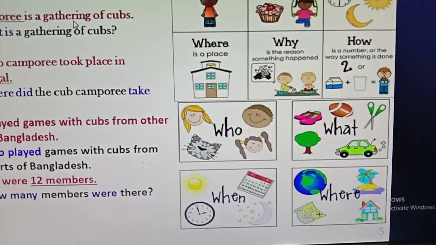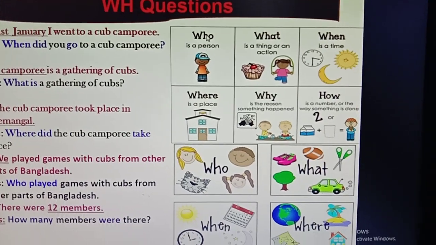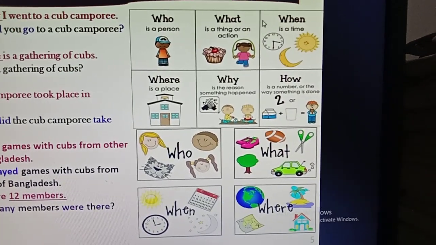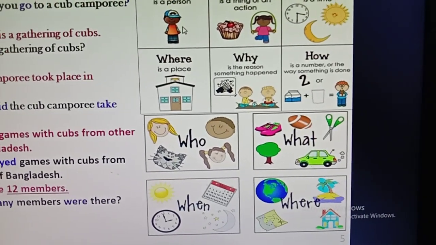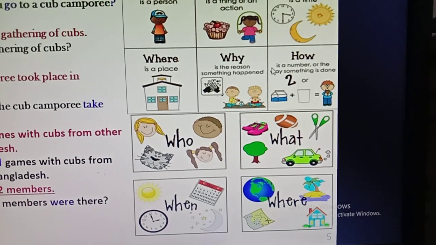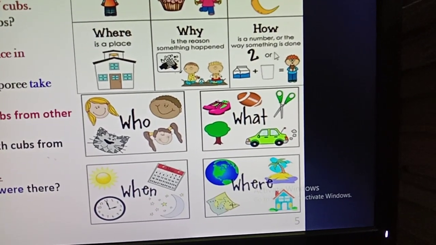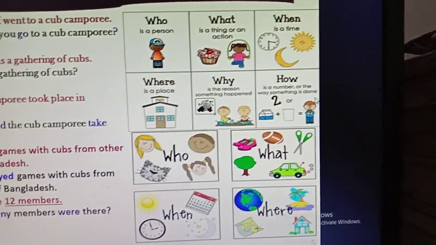Okay, so boys, this is the picture I have already showed you before, and you can see who indicates a person, what is a thing or an action, when indicates a time, where is a place, why is the reason or something happened, how is a number, or the way something is done. Okay, so you have to remember this.